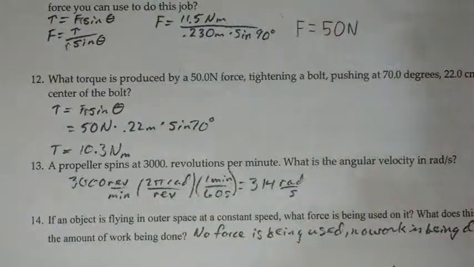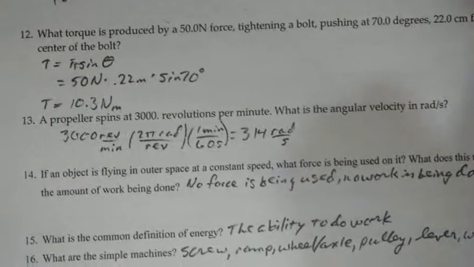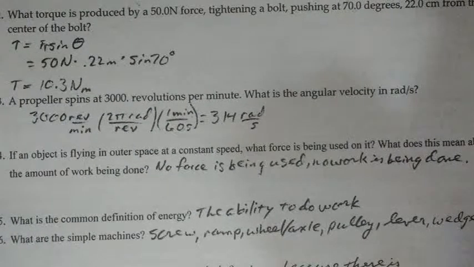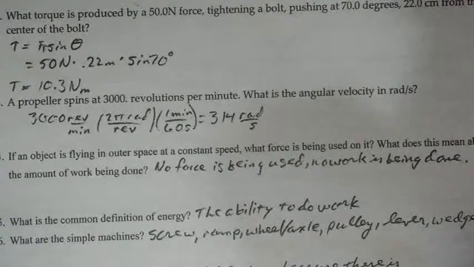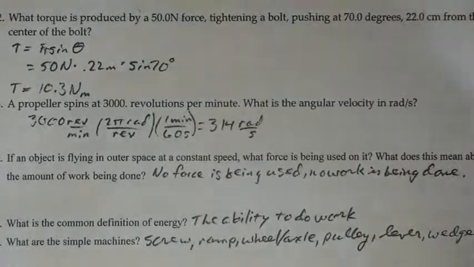On 14, the explanation is that if an object is floating in space and headed in a constant direction, then it has no acceleration. If it has no acceleration, by F equals ma, it has no force. No force is being used. And without force, it is impossible to do new work. So no force is being used, no work is being done.